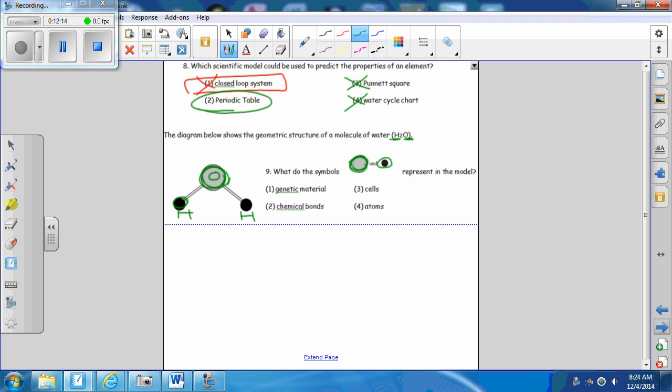They're atoms, exactly they are. Some people put other things. If you put chemical bonds, I wasn't as sad as if you put genetic material, cells. So chemical bonds would be these little sticks that combine the H and the O's. But they're not asking for the sticks, they're asking for the circles.